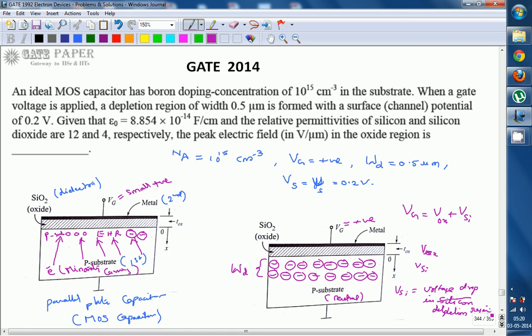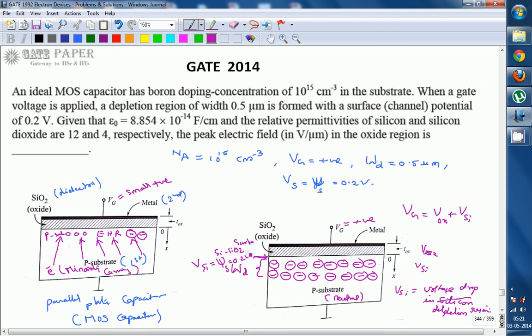So voltage drop in the depletion region is nothing but V silicon, and this is sometimes called surface potential. Surface potential is nothing but whatever the potential is at the surface, the silicon dioxide surface. At this point, how much is the voltage from this point to ground? It is 0.2 volts. So this VSI that was given is also treated as surface potential, which is 0.2 volts.